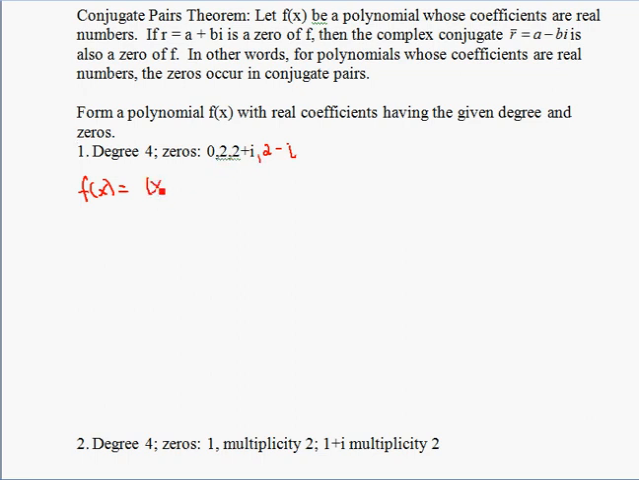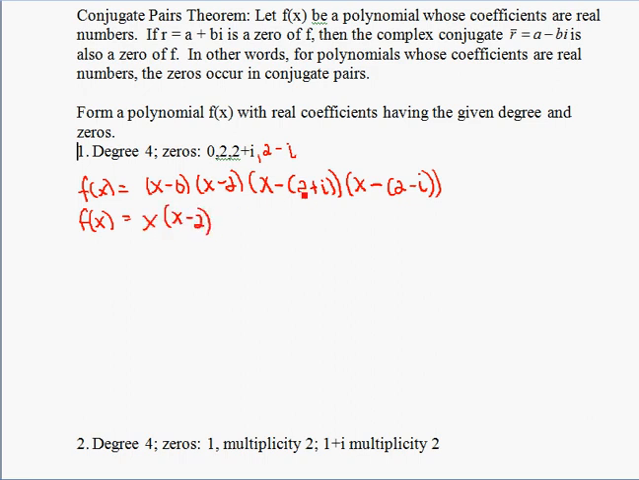So it would be f of x, and then it's always x minus the root. So this would be x minus 0, x minus 2, x minus this whole root, so x minus parentheses 2 plus i, x minus this whole root, 2 minus i. So no one ever writes x minus 0, x minus 2. I can distribute this negative here, so I get x minus 2 minus i, and x minus 2 plus i. So I'm going to multiply these two right here, and then I'm going to multiply these two right here.